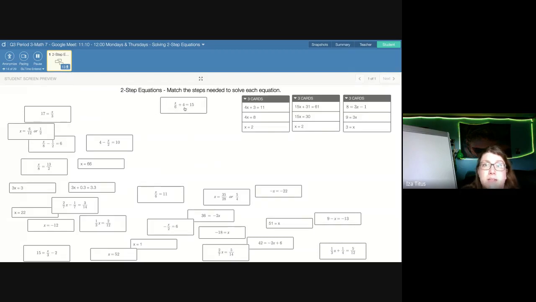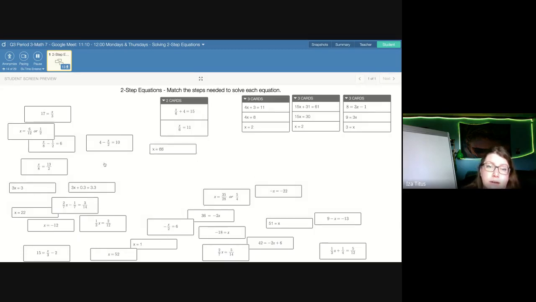Here's another one. I'm going to subtract 4 from both sides. So x over 6 will be 11. Now I have x divided by 6 equals 11, so I need to multiply both sides by 6 to get x alone.